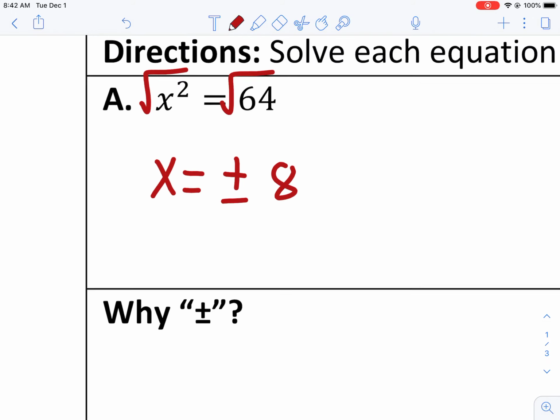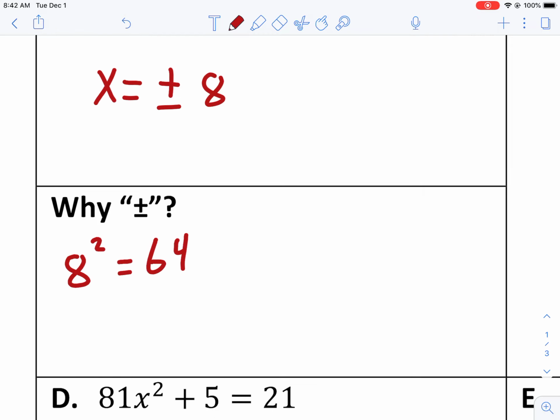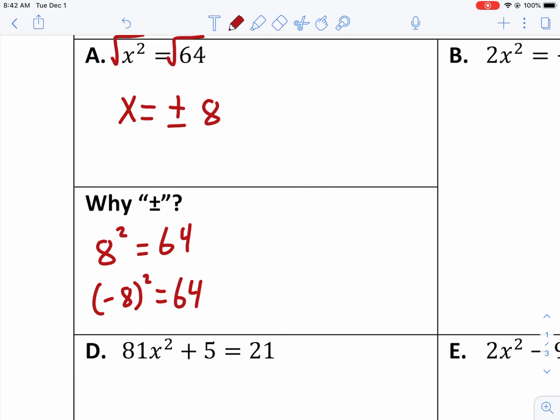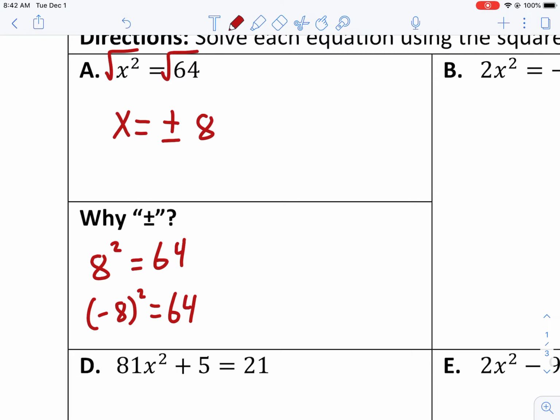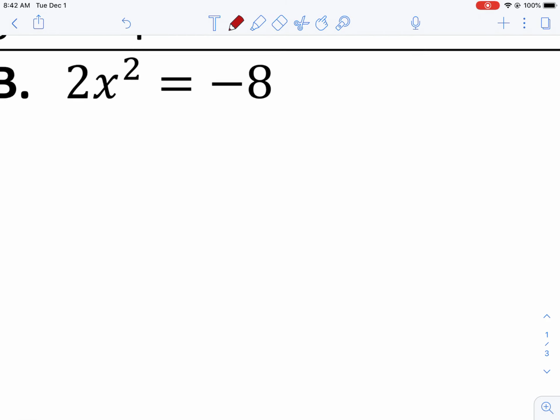Now, we kind of talked about this above. It says why plus or minus. Well, think about it: 8 squared equals 64, but negative 8 squared also equals 64. So that's why you end up getting two answers when you're solving an equation that involves the x squared, okay? So we can do a couple of these, all right?